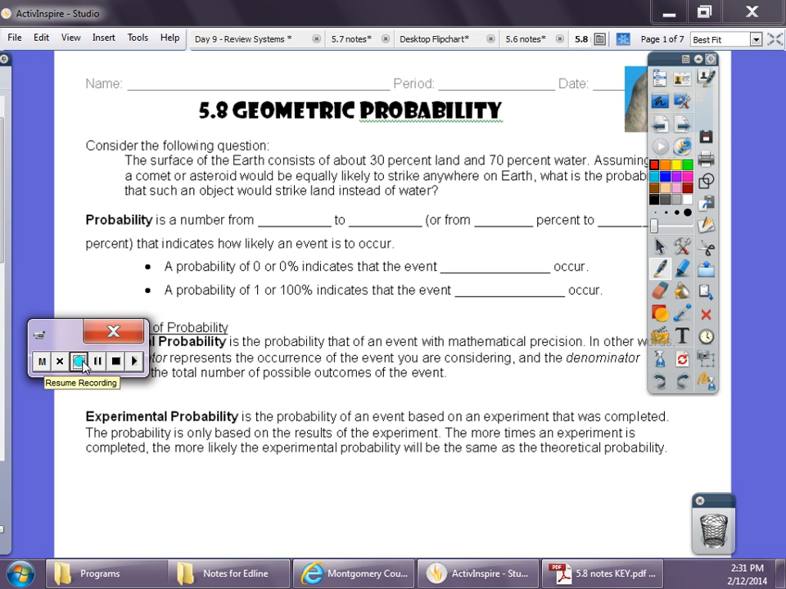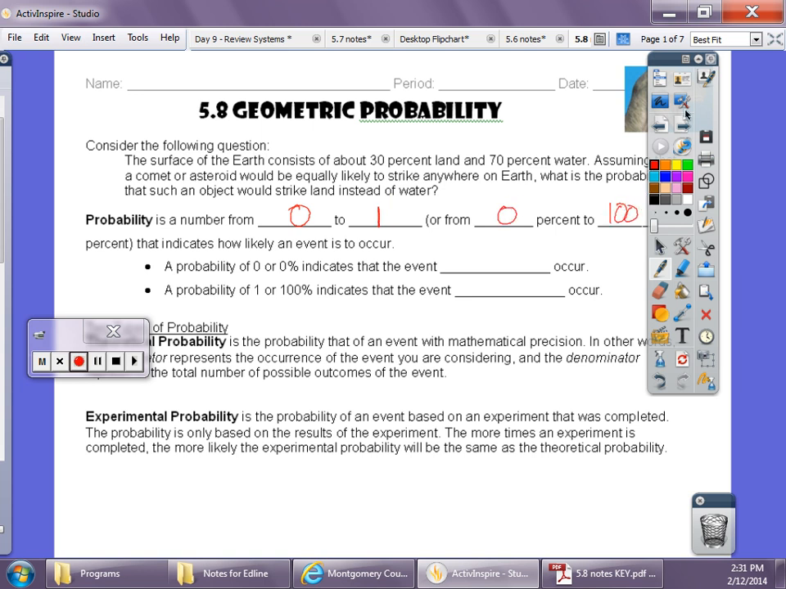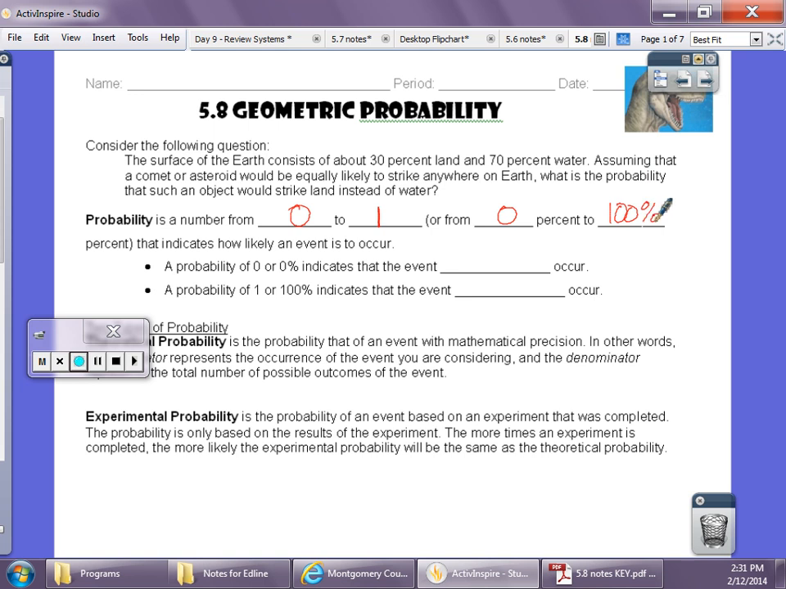Now, talking about probability here. What we know about probability is that it's a number from 0 to 1, or from 0% to 100%. A probability of 0 or 0% indicates that the event is not going to occur. A probability of 1 or 100% indicates that the event will occur, like it will snow tonight.